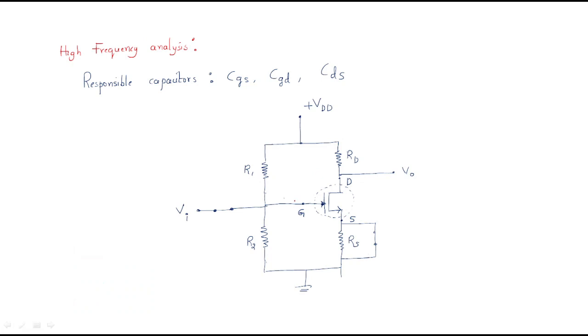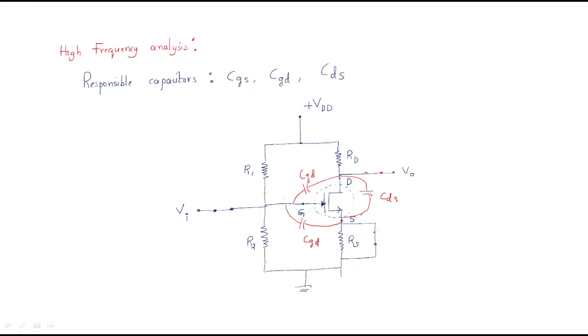There is a capacitance between gate and drain, so I will write gate and drain. This is the CGD, and this is the capacitance between gate and source, the CGS, and there is a capacitance between drain and source, this is the CDS. So we have to connect these. The input capacitance is short circuited, the output capacitance is short circuited, and the bypass capacitance is also short circuited.